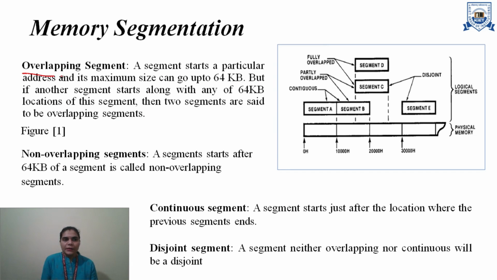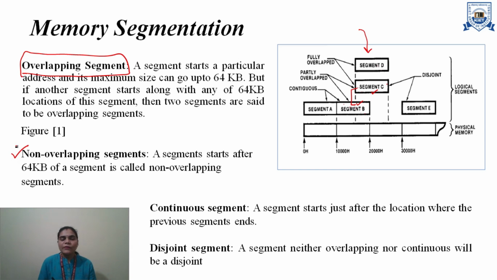Overlapping segments: if a segment starts before the end of the previous segment, then both segments are termed overlapped segments. In this figure, segment B and segment C are overlapped because segment C has started before the ending of segment B. Segment C and segment D are also overlapped. Overlapped segments can be of two types: segments B and C are partially overlapped, whereas C and D are fully overlapped.